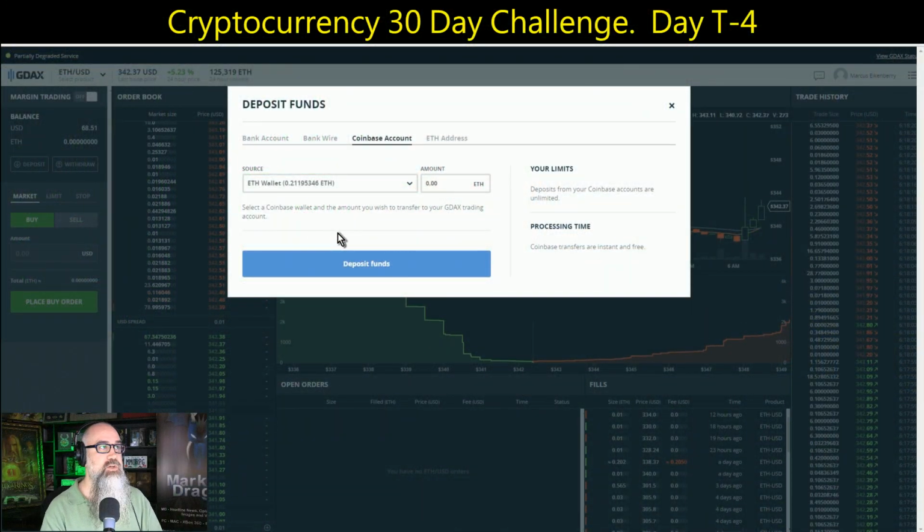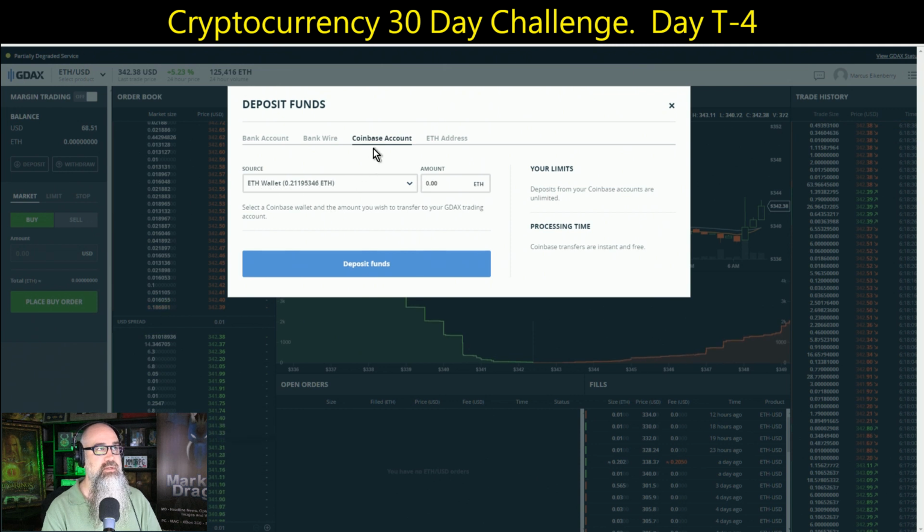Now, deposit funds. I'm not going to click on bank accounts, because it's going to show my bank information. I'm not going to show bank wire. And this is from my Coinbase account. You can also fund from another account. So if you have an offline wallet or whatnot, you click on that and you can take it from your offline wallet.